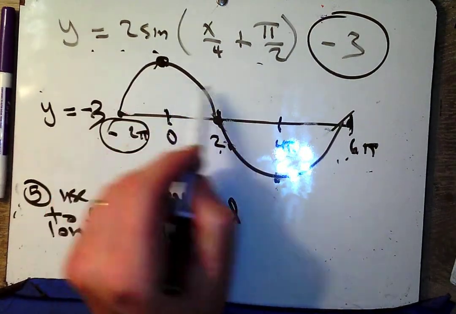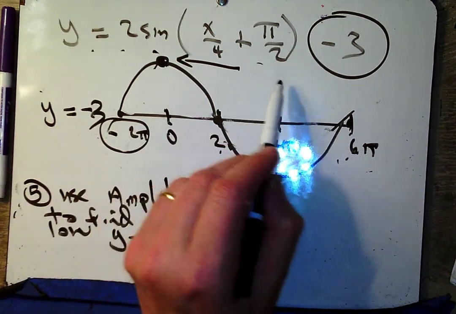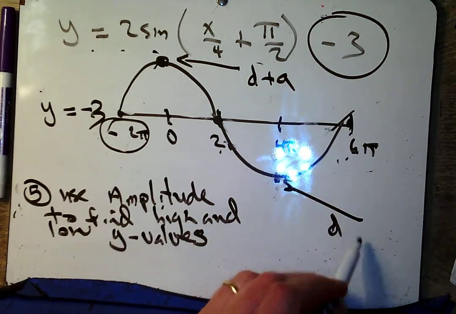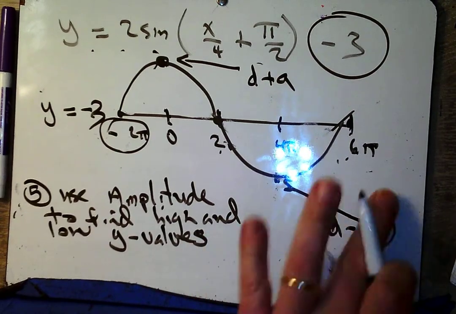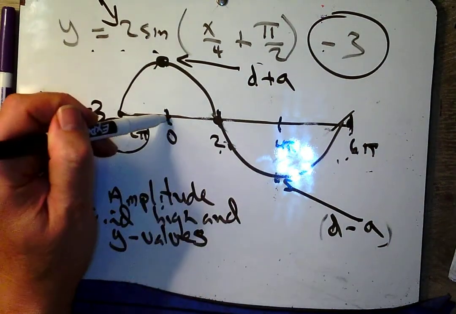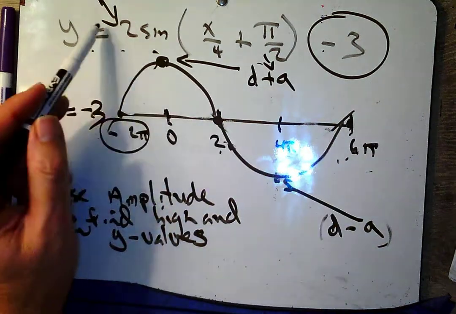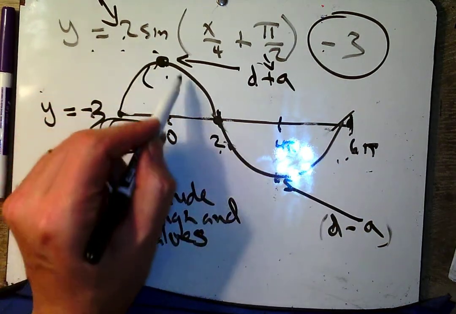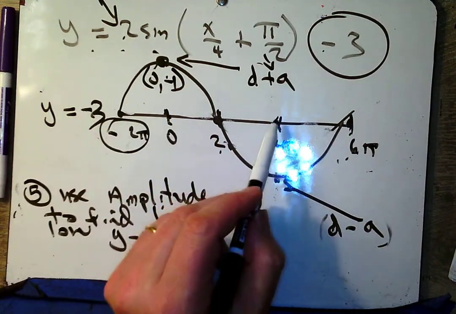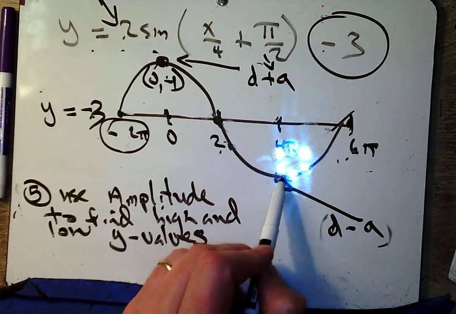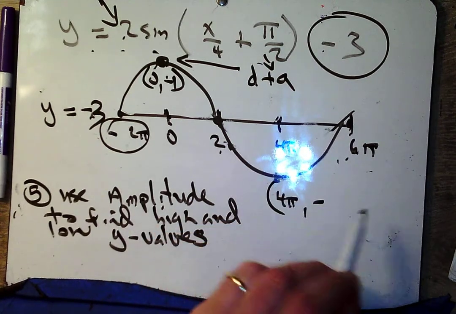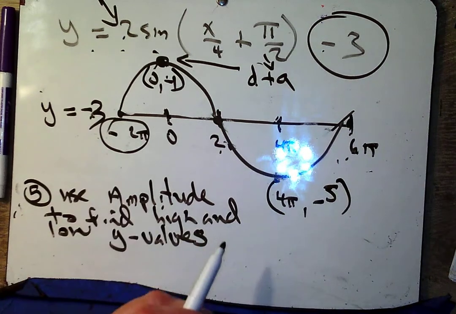In particular, this point is going to be d plus a. And this point is going to be d minus a. So let's say that our a value is 2 and d is -3. So we're at -3 and we add 2. -3 plus 2 is -1. And that was 0, -1. And here at 4 pi, well, I'm at -3 and I'm going down to -3 minus 2, and that's going to bring me to 4 pi, -5. And I'm done. All right?